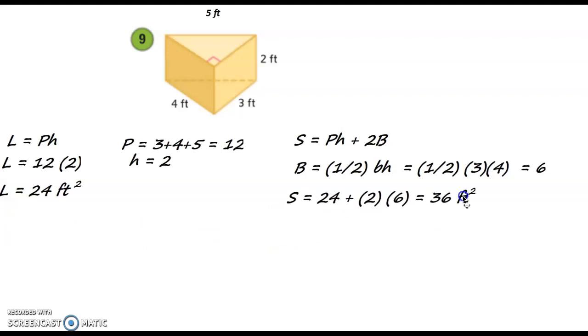So my final formula is total surface area equals 24 plus 2 times the area of one of those bases, or 6. So I have 24 plus 12, which gives me 36 feet squared.